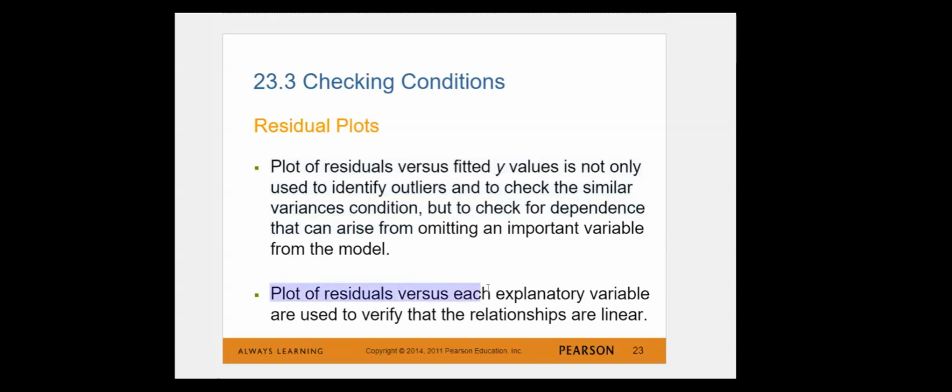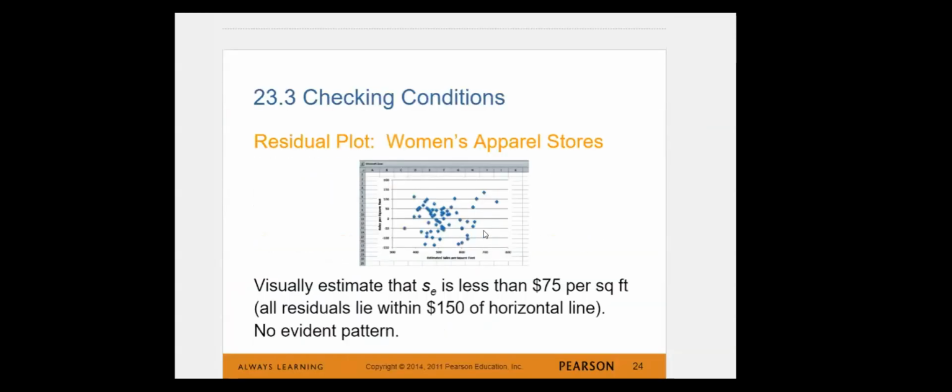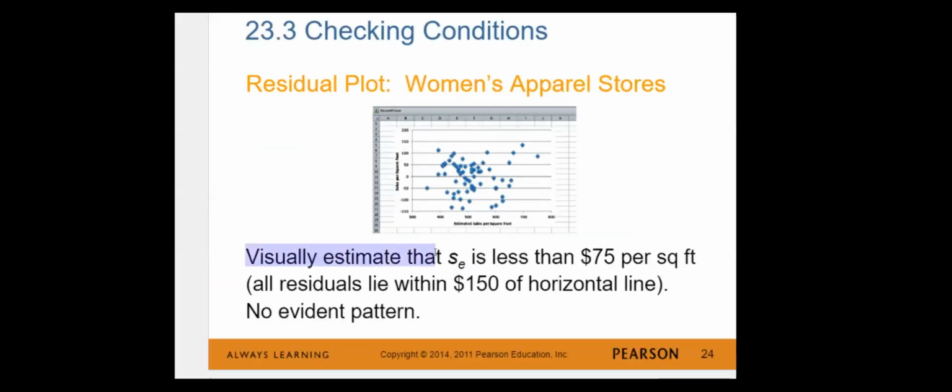Plot of residuals versus each explanatory variable. So we will have the plot of residuals versus each explanatory variable, and we use it for verifying the linearity of the relations. So visually estimate the standard error. And what's the standard error? That's the residuals standard deviation, right? Which is less than $75 per square foot. All residuals lie within 150 of the horizontal line, and that means we don't have an evident pattern.